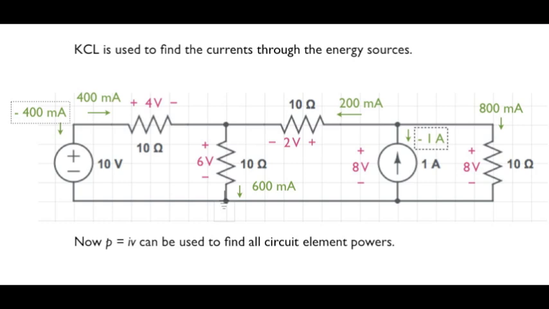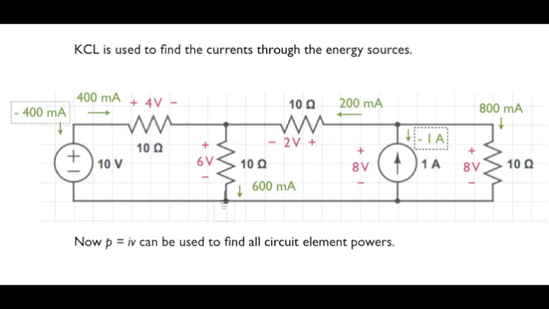For the 10-volt source, Kirchhoff's current law can be used to determine its current, and with an eye toward calculating power, we continue to use passive sign notation with that current reference arrow pointing into the voltage polarity plus reference mark. Likewise for the current source.